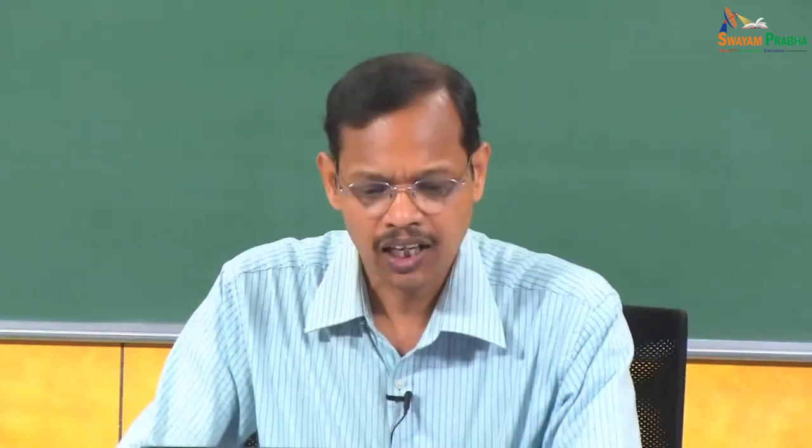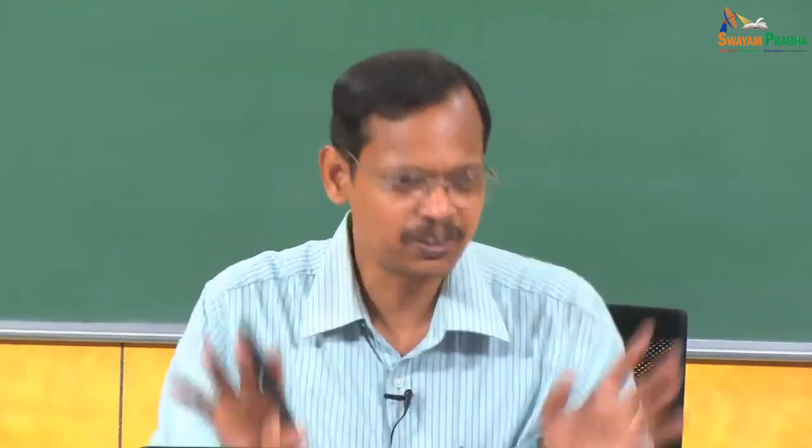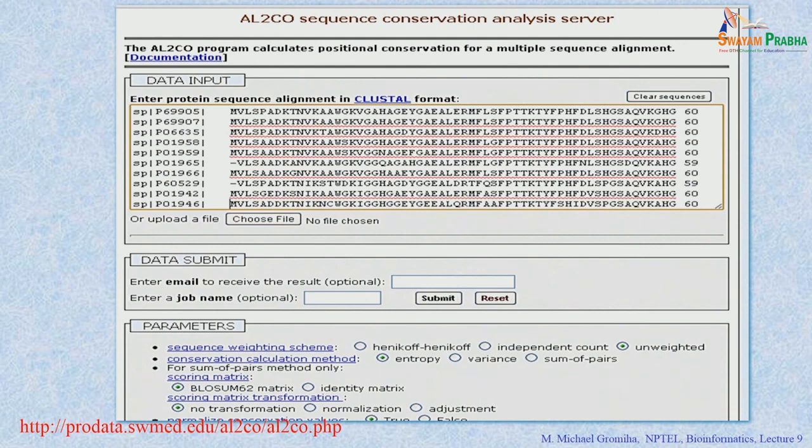Now, this is the method you can use to calculate the conservation score, and we have several algorithms available to get the score based on all these methods. One of the publicly available methods is AL2CO, that is alignment to conservation. This accepts the multiple sequence alignment in Clustal format. What is Clustal format? Identifier and then sequence. It is the program for multiple sequence alignment. If we give single sequences and align using Clustal, then you will get the output. This is the identifier, the UniProt code, UniProt ID.